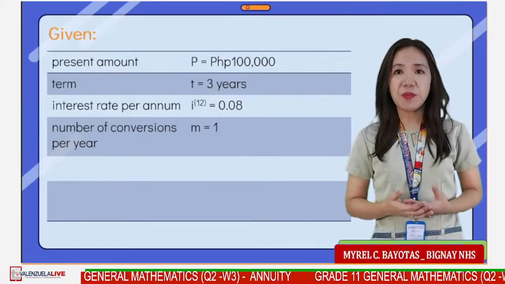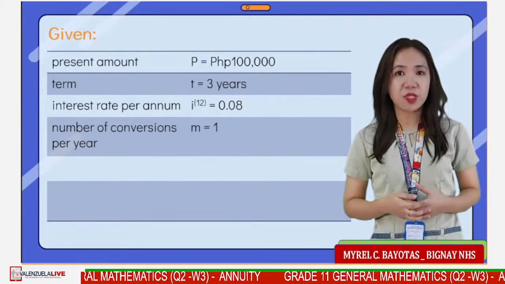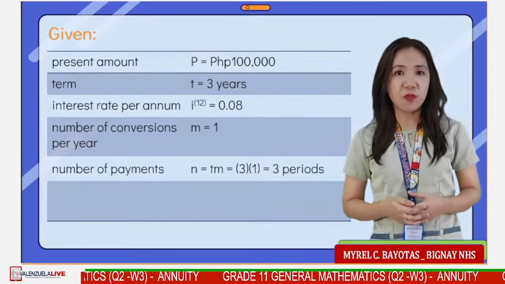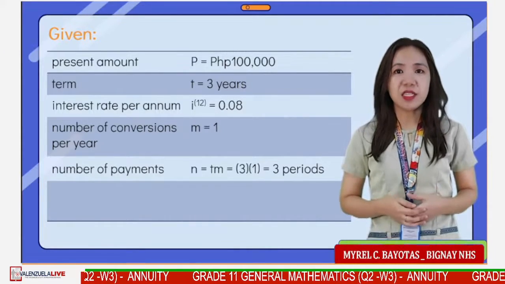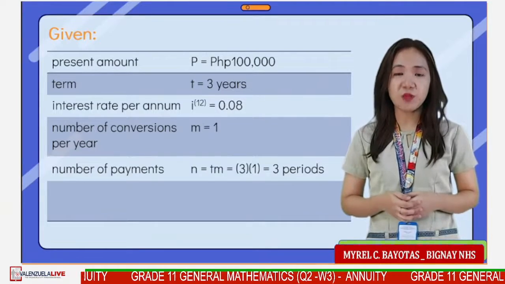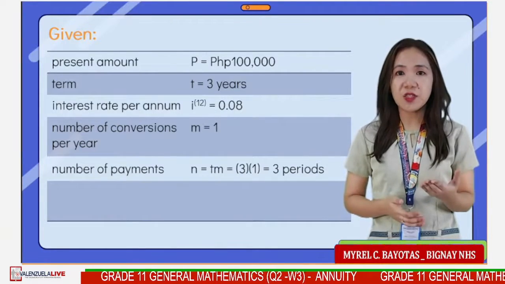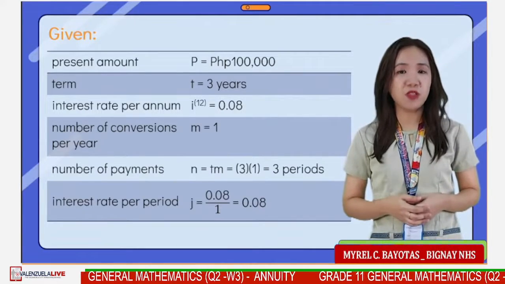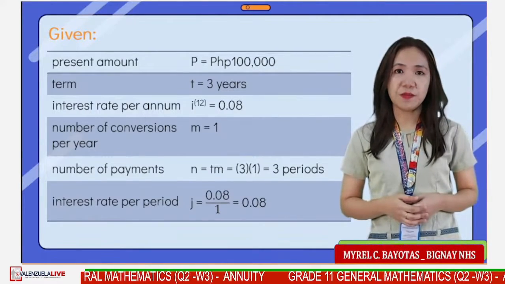The number of payments, N, is T times M. That is, 3 times 1 equals 3 periods. Lastly, the interest rate per period is rate divided by number of conversions. That is, J equals 0.08 divided by 1 equals 0.08.